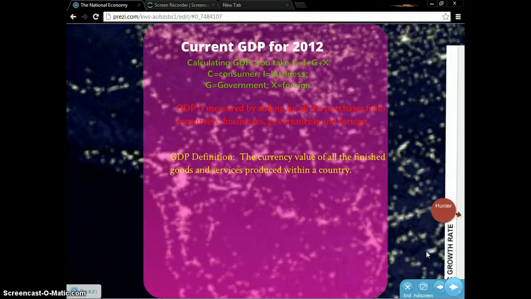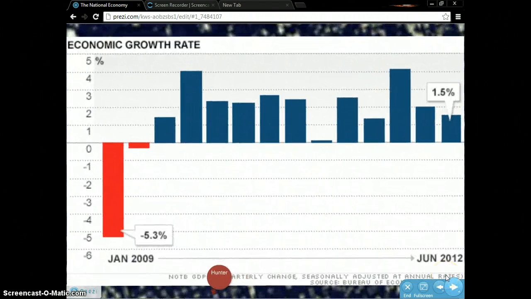Current GDP for 2012. Calculating GDP, you take the consumer, which is C, business I, government G, and foreign X, and you add them all together to get your GDP. GDP is measured by adding up all the purchases from consumer, business, government, and foreign. GDP definition: the currency value of all finished goods and services produced within a country. This is our graph.